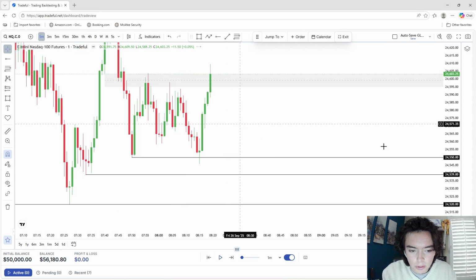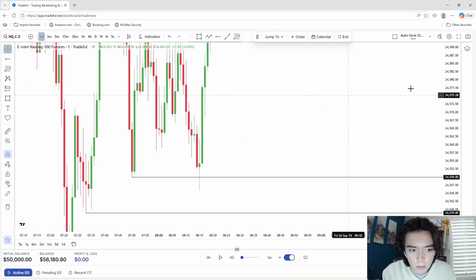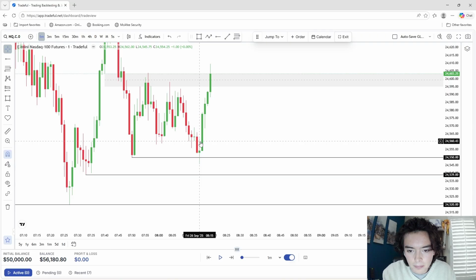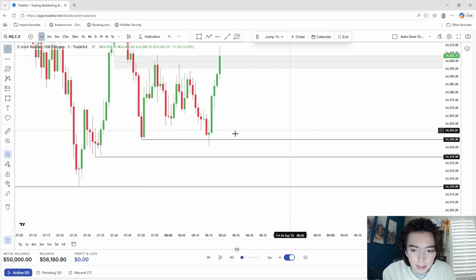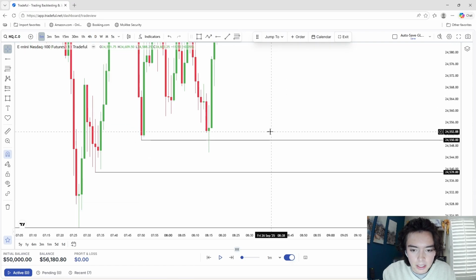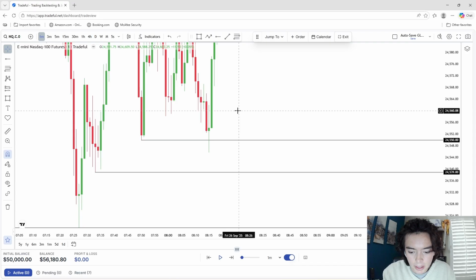Again, if we would have just taken this at any point here, below or behind the point of interest, this level right here, we would have gone stopped out. Even if you did take it past this level, you still would have gone stopped out. You would have gone faked out here.